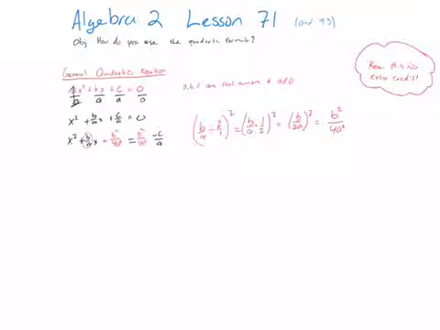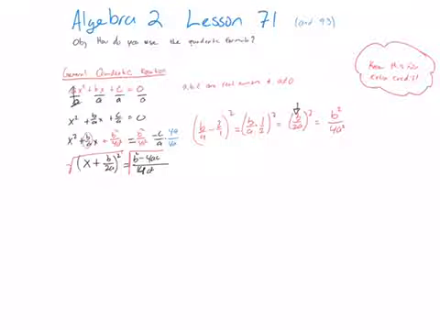The left-hand side we know factors very nicely to be x plus this number, b over 2a, squared, is equal to, and then I'm going to multiply this by 4a over 4a, so that my denominators will be the same. Combining them together, I'm going to have b squared minus 4ac over 4a squared.